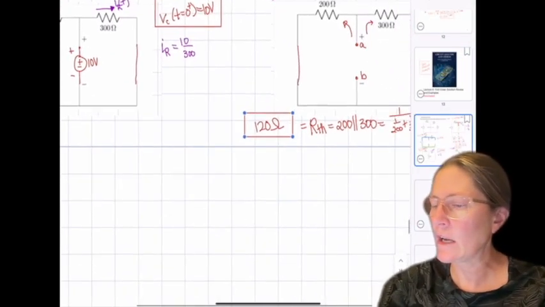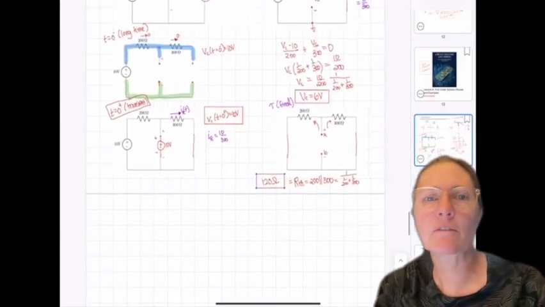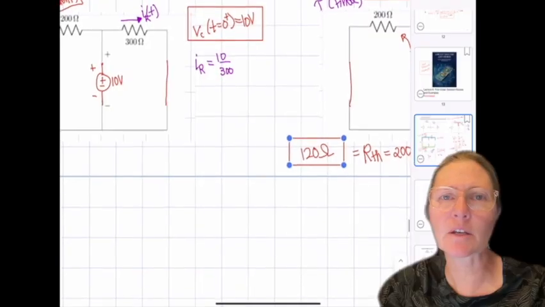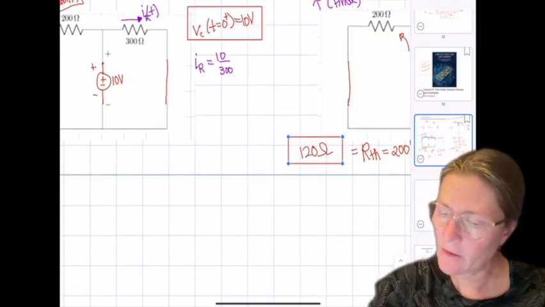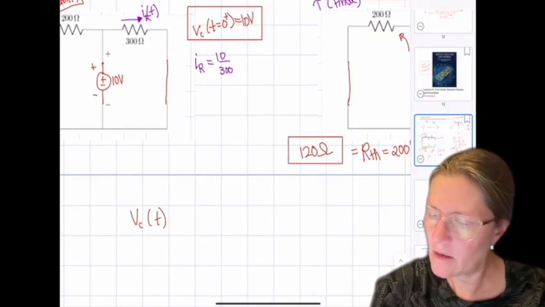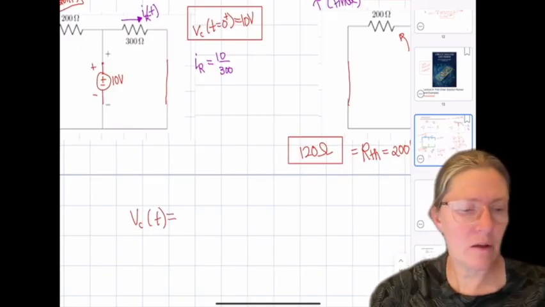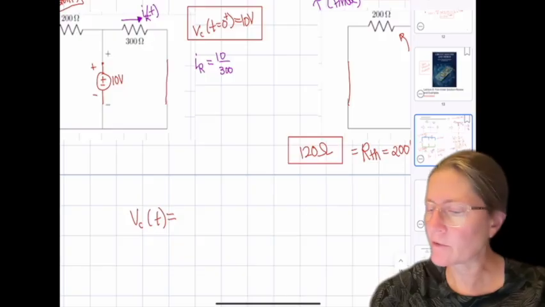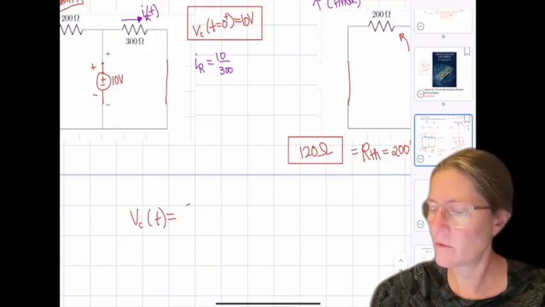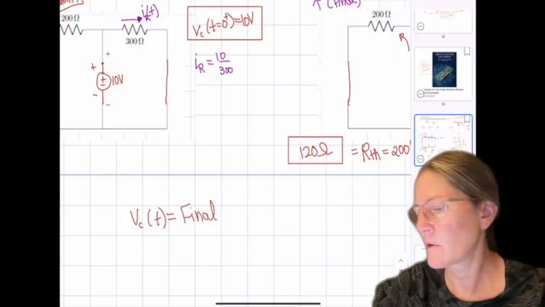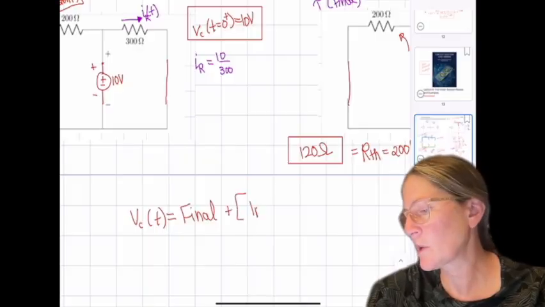So now my expression for Vc of t is going to be my final value plus initial minus final.